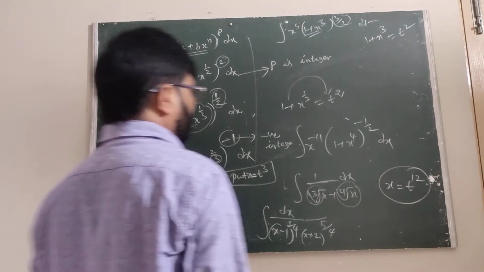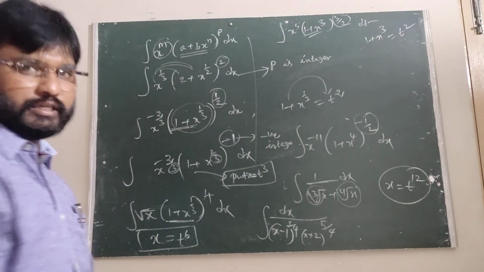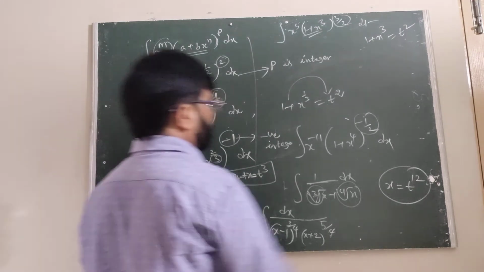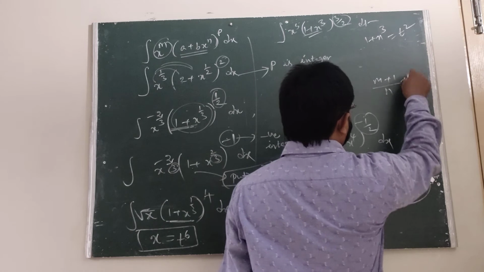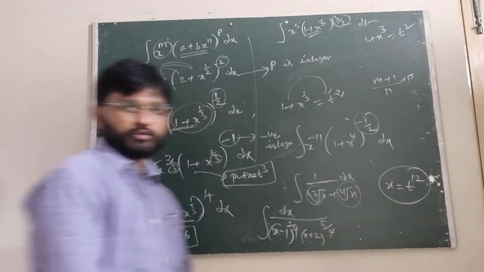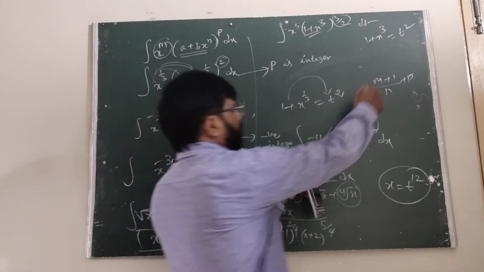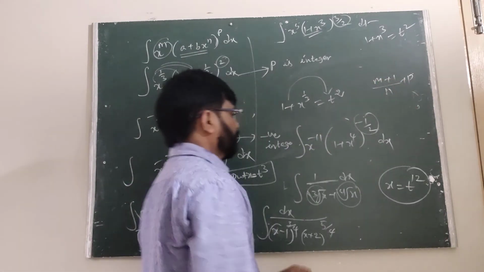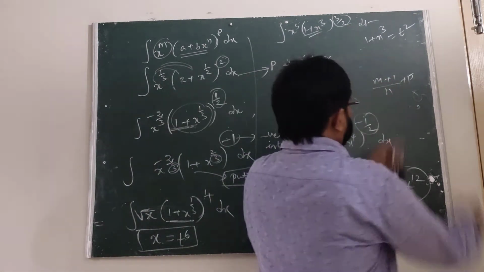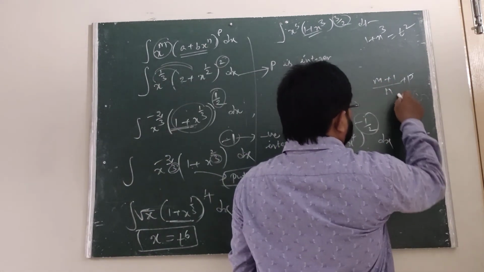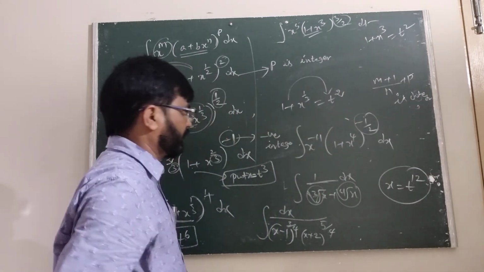How to solve this type of integrals? When it is a negative integer, then you can write that m plus 1 by n plus p is an integer. So these type of models, m plus n, already this one is completed, m plus 1 by n plus p. Therefore, when m plus 1 by n plus p is an integer, undoubtedly we can write this one.